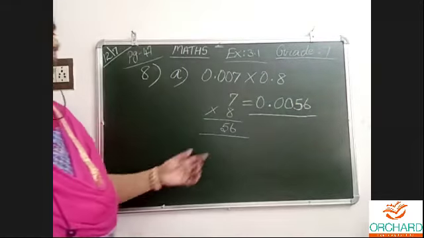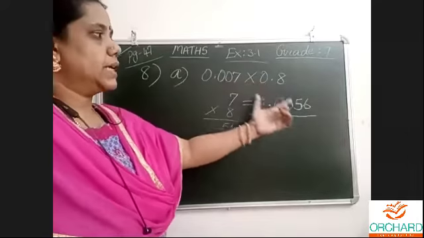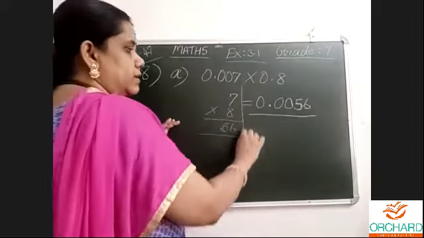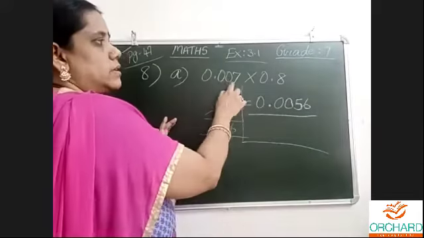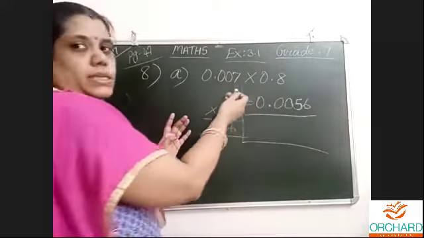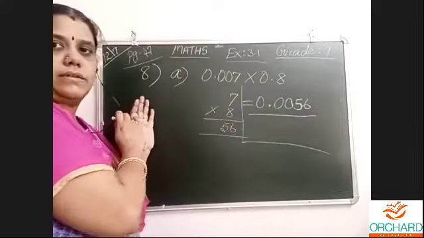This is the answer we get after multiplying. Take the numbers alone to multiply. Then 3 numbers plus 1, 4. From the last, move 4 digits towards the left side. Keep a point.